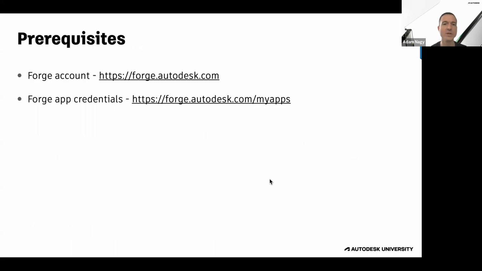So the first part is intro and setup. So this is what you need. First of all, you have to make sure that you have a Forge account. If you don't have a subscription yet, you can just simply start a trial. You can log in with your existing Autodesk account. If you don't have an Autodesk account either, then you can create one straight away for free. That should be available. And once you have that, then you can log in and you can start creating new applications using your credential.